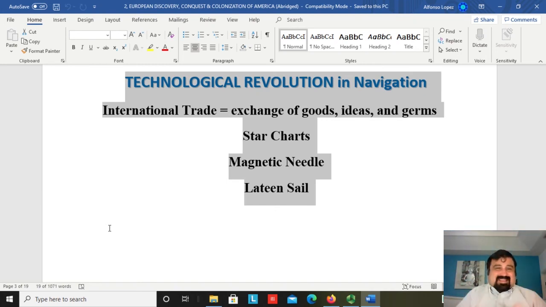And of course, this trade was not just the exchange of goods. When people engage in trade, they're not just exchanging material goods like spices and silks and so on, but there's also another type of exchange. There's two other types of exchange other than exchanging goods, and that is ideas and germs. When, again, merchants are there, they're exchanging ideas, they're exchanging information, books, writings that they bring from their own cultures. They're borrowed, they're copied, they're exchanged.